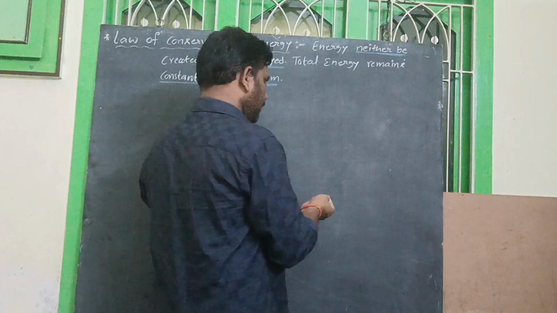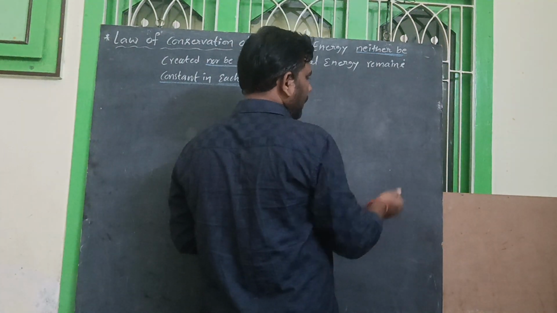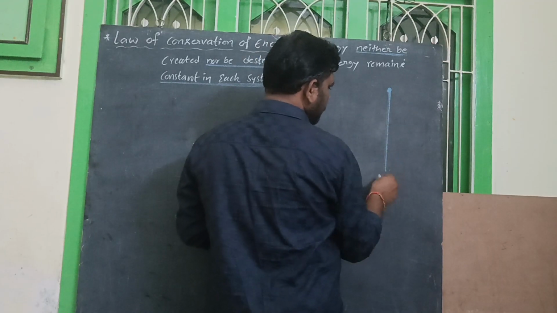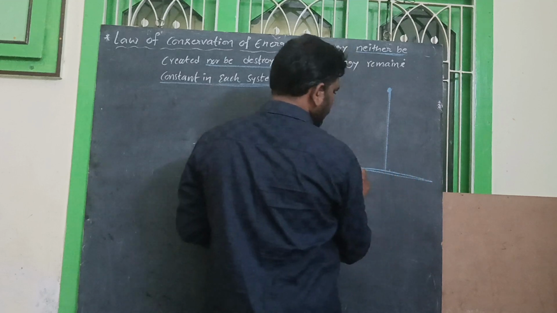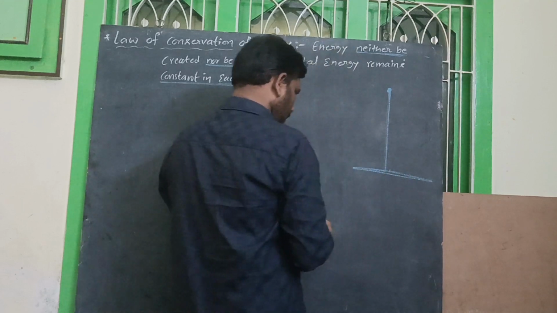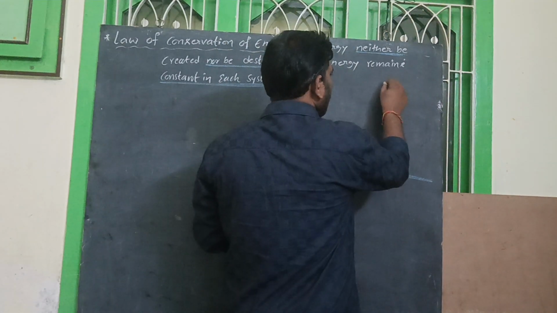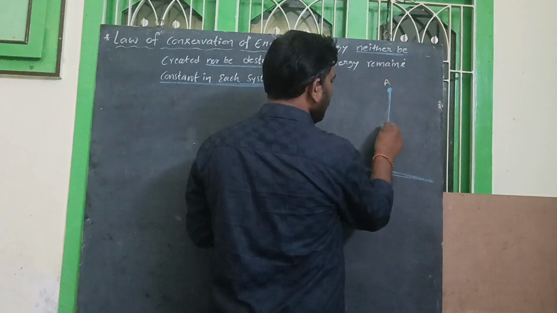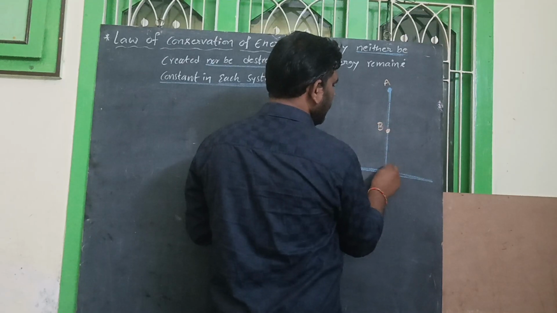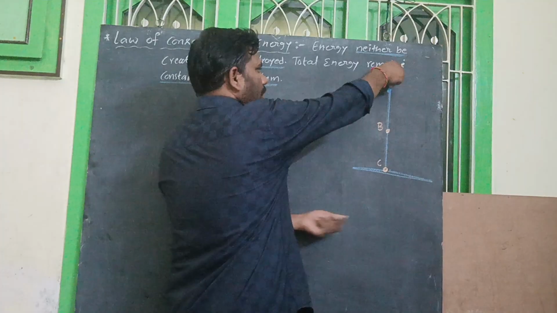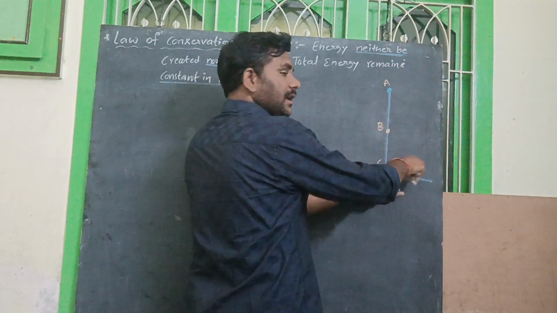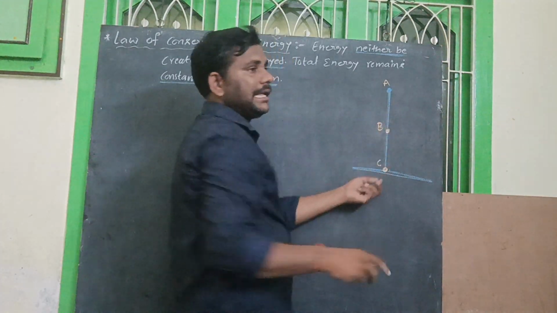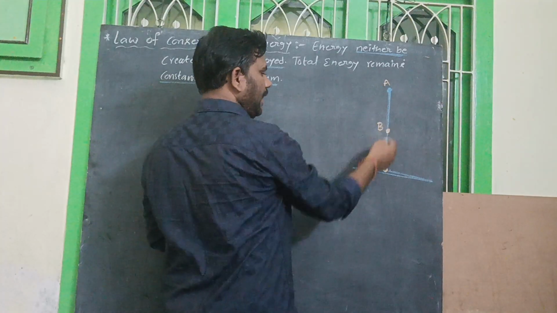So how can you find out the total energy? First, we can see a body freely suspended at a certain height. This is the ground, and I will consider three points, that is A, B, and finally the ground at C. Suppose a body is freely suspended, and this body reaches the ground. We can consider the three imaginary points A, B, and C.